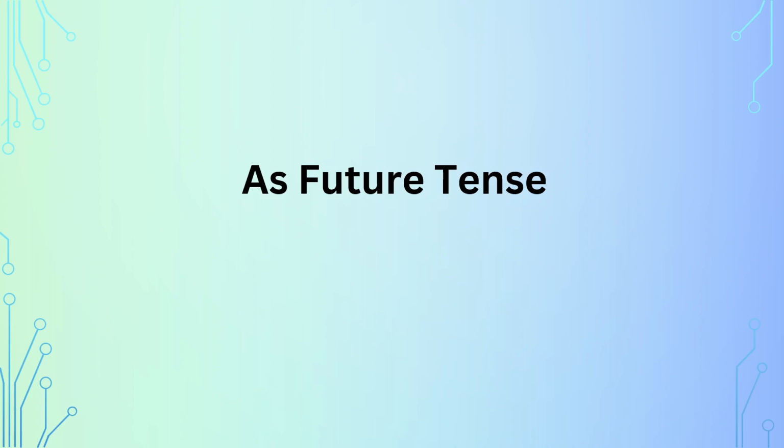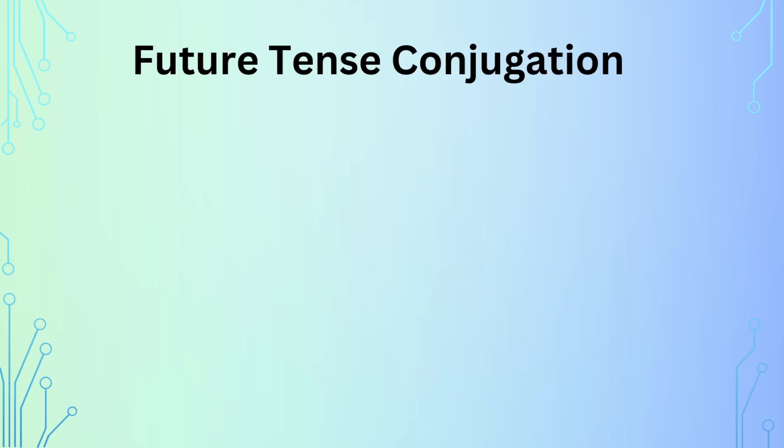Now let's understand how sein is used in future tense. So the future tense is formed by using the appropriate conjugation of the verb werden, which means to become, followed by the infinitive form of the main verb sein. Okay, let's see its conjugation. Ich werde sein, which means I will be.